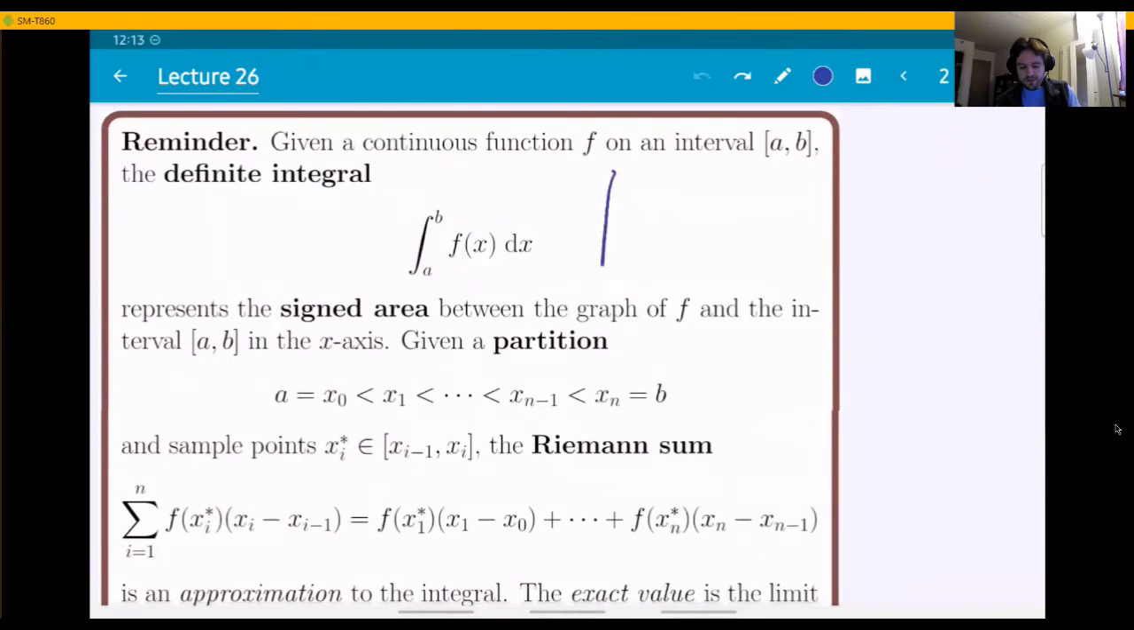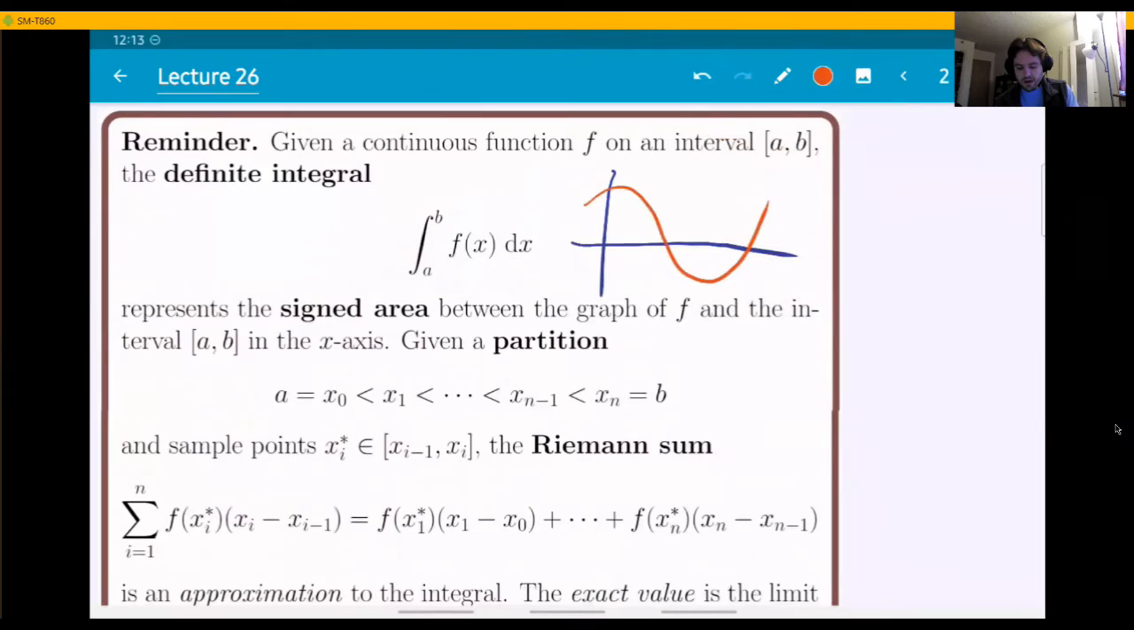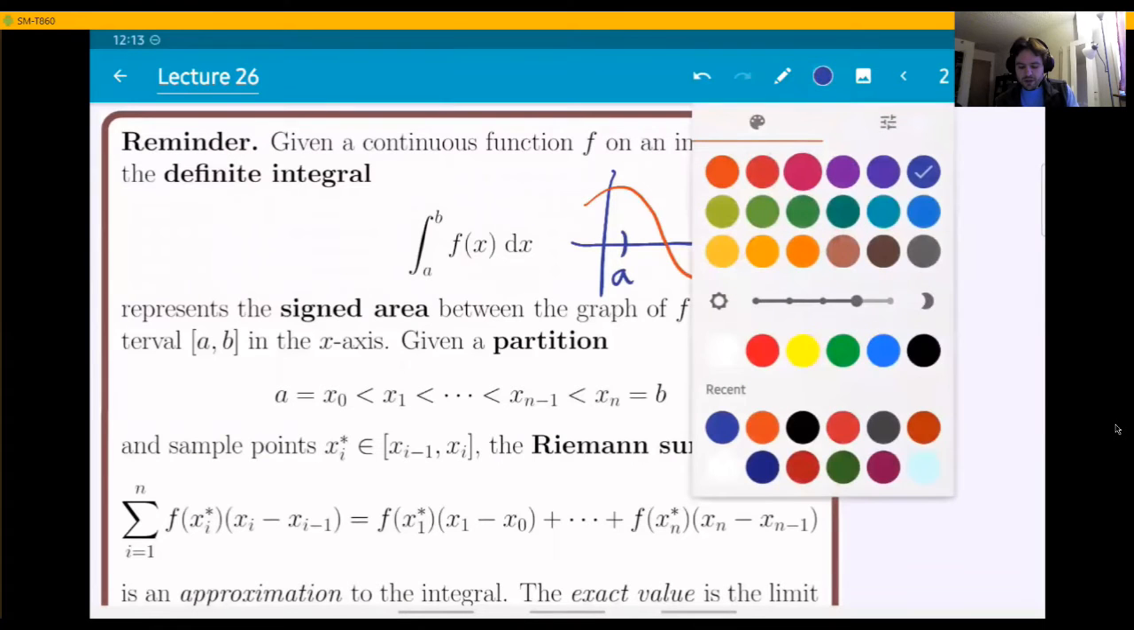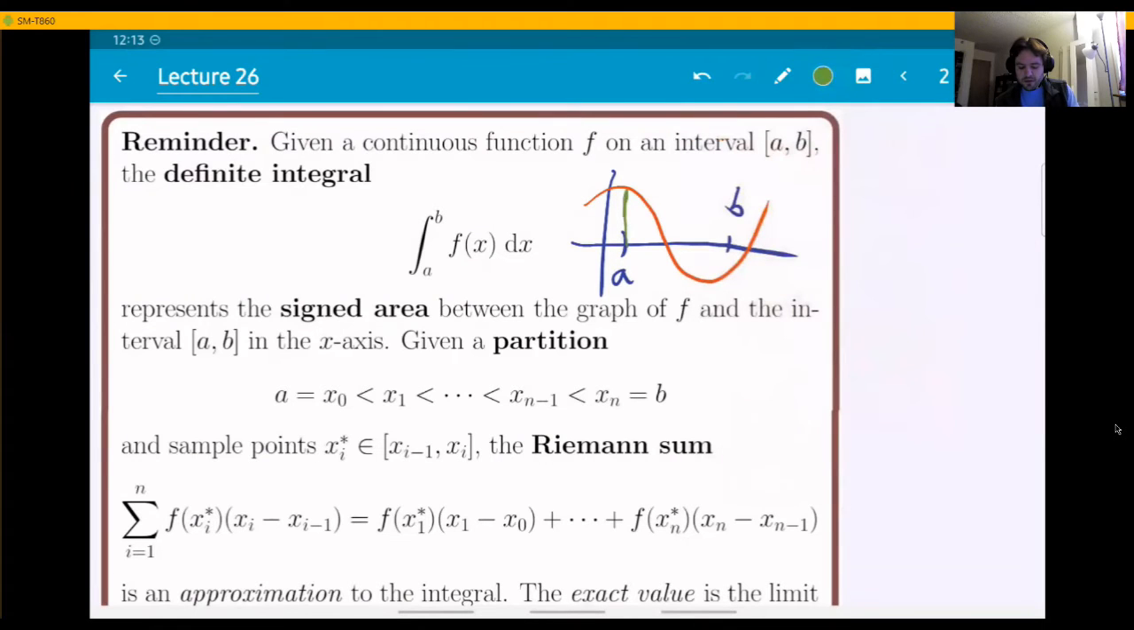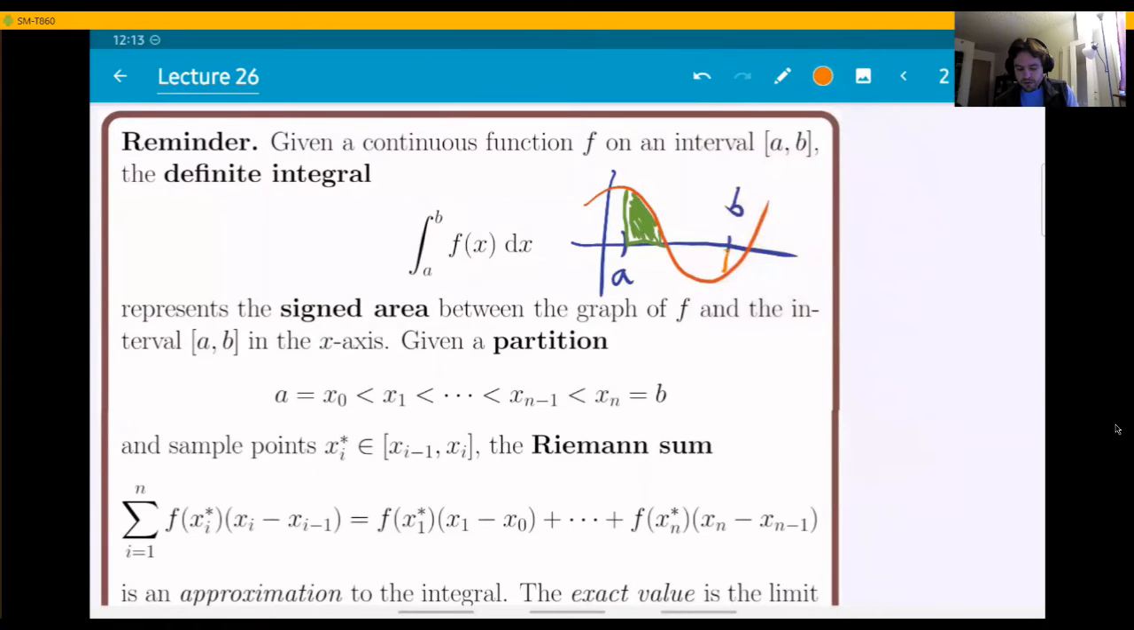So if you have a function like this maybe, and let's say this is your a, this is your b, then the integral between a and b would be this green area here because that's above the graph, above the x-axis, minus this orange area below the x-axis. So the area determined by the graph of the function f.